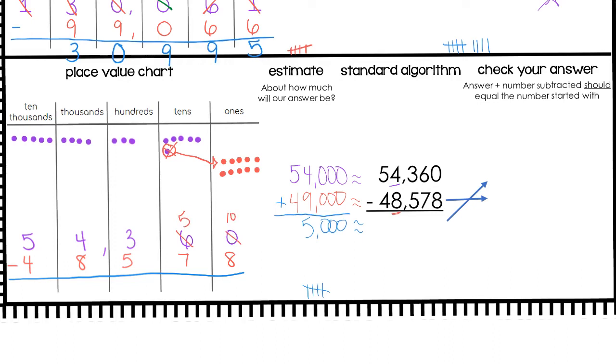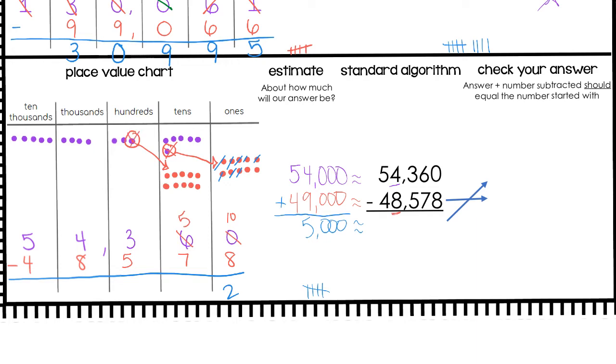10 minus 8 is 2. 1, 2, 3, 4, 5, 6, 7, 8. And then I go to my tens place. I have 5. I cannot take away 7, so I must regroup again. I have 100. I'm regrouping it into 10 tens.